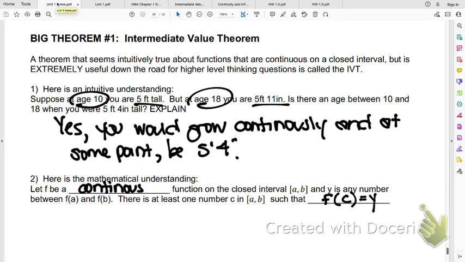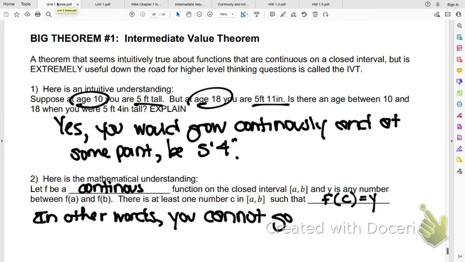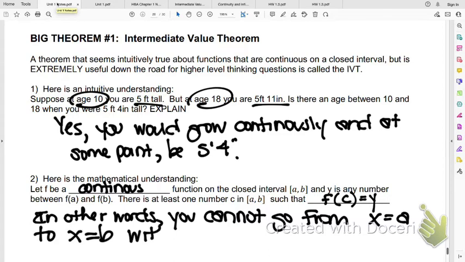And if you want to write this down in a little bit more English, like real words, yes, that makes sense. You can put this down underneath it. So in other words, you cannot go from x equals a to x equals b without passing through all y values.